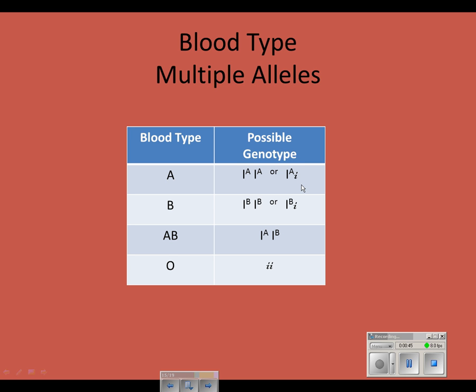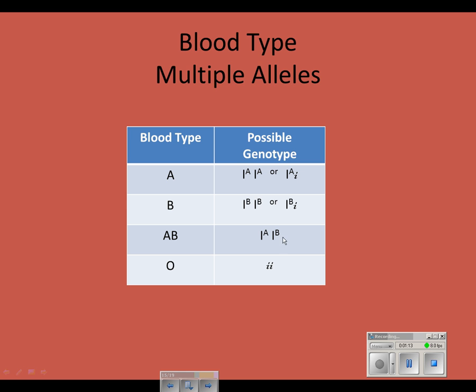There are a couple of possible genotypes. Here we represent the alleles with this capital letter I, and then the type of protein that we're talking about. So here we could have homozygous type A, or heterozygous A, which means that you carry the allele for O, which is represented by this little i. B is the same thing. We could be homozygous for B, or heterozygous and have the O allele.